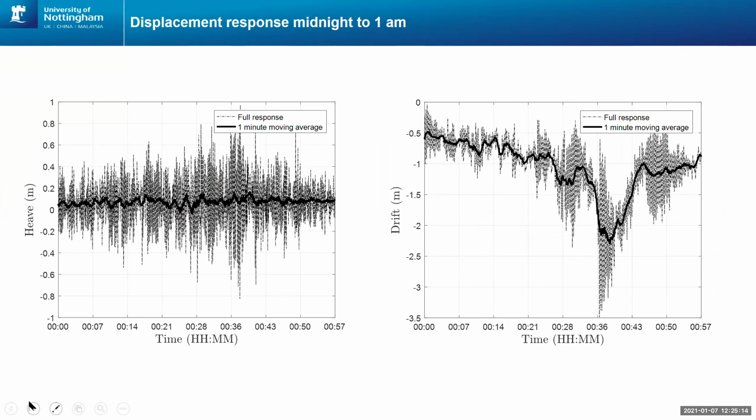Well, let's have a look at that record. That record falls within the period between midnight and 1 a.m. on the 9th of January, 2015. And this is a record of the heaving response and the lateral response during that hour-long period. We're plotting both the full response that we measured and a 1-minute moving average, which gives an approximation of the background response of the structure. And you can see that there's nothing particularly untoward in the heaving response, apart from, of course, there's a large response occurring, but it looks reasonably stationary.